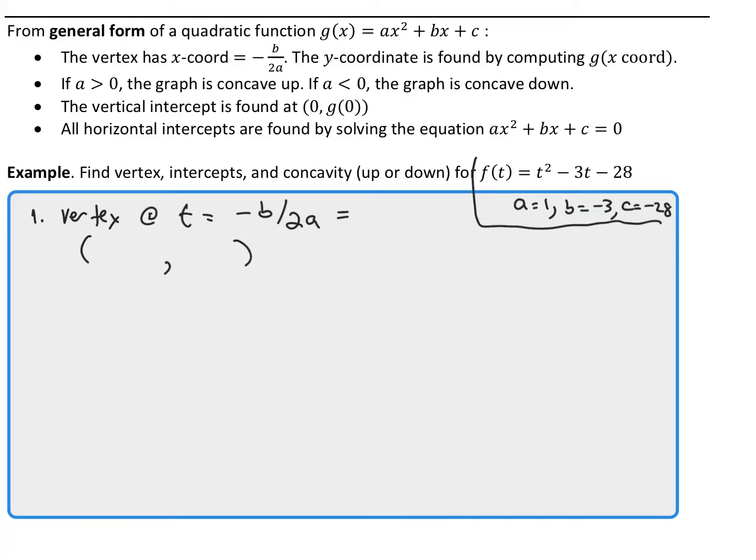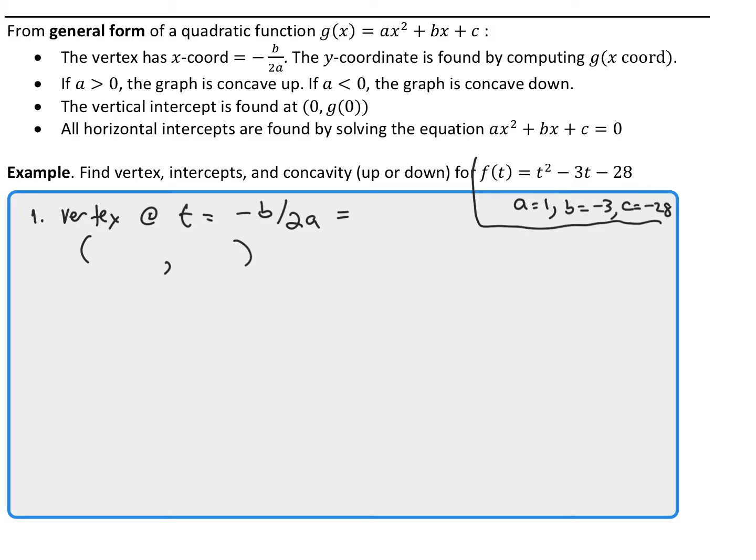The focus of this video is to find the horizontal intercepts of the graph of a quadratic function that's given in general form. We normally are looking at all these pieces of the problem. We're going to focus on the fourth one, but let me fill in the answers to the first three pieces so that you can check your answers if you want to do that.